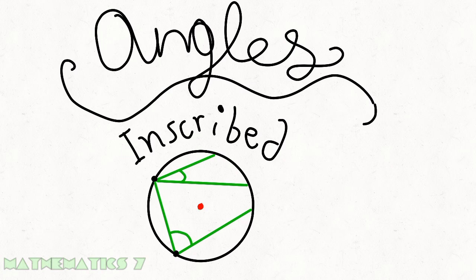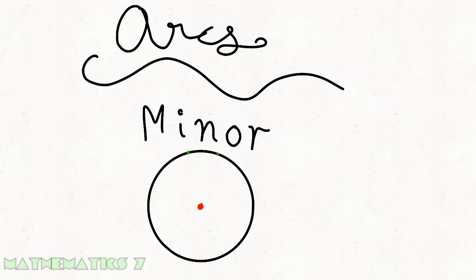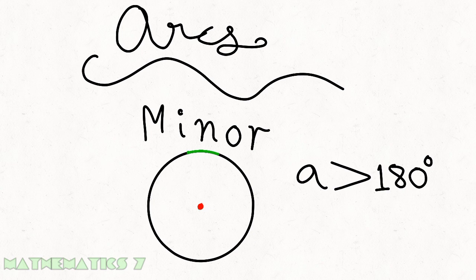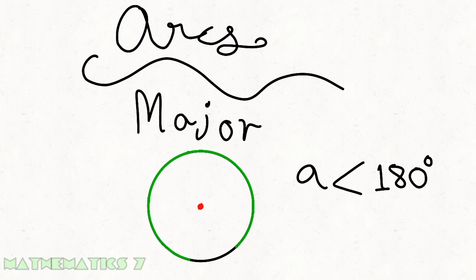sides are 2 chords. Finally moving on to the three kinds of arcs on the circle: minor, an arc less than half a circle, less than 180 degrees; semicircle, an arc that measures half a circle, exactly 180 degrees; and major, an arc more than half a circle, more than 180 degrees.